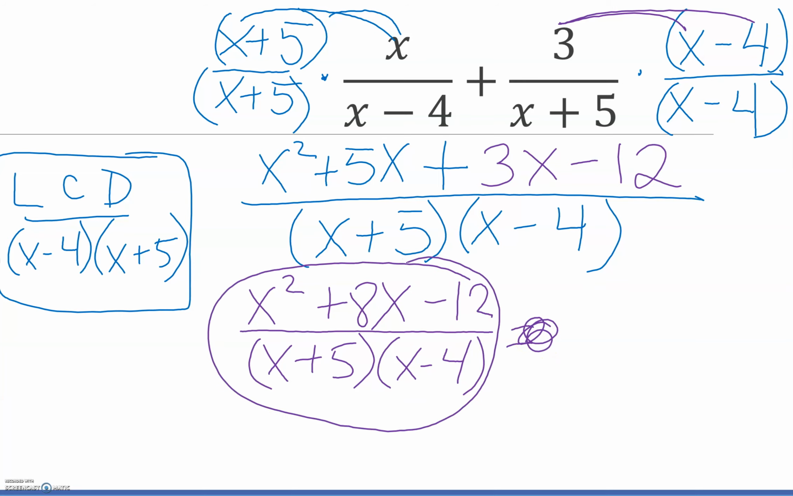So x squared plus 8x minus 12 over x plus 5, x minus 4. But you always want to check to see if it can be factored. Now we also talked about restrictions. Just a reminder, x can't equal negative 5 or 4, because either of those numbers would make the denominator equal to 0.